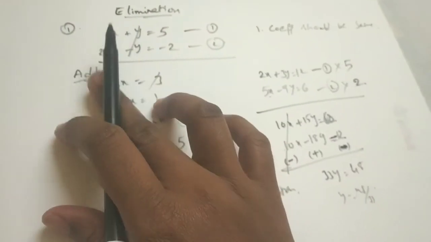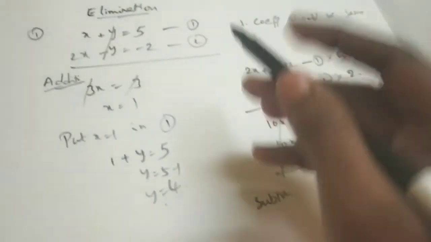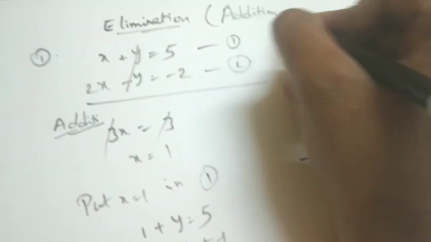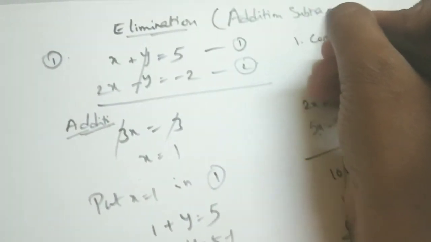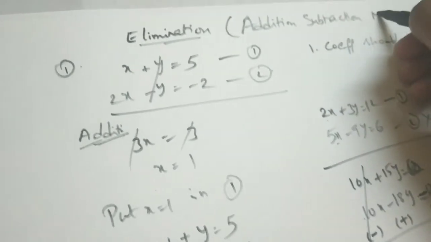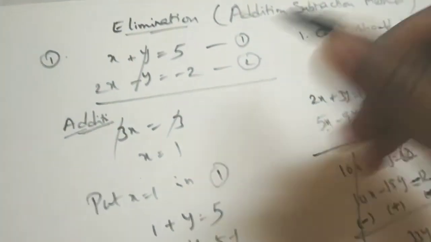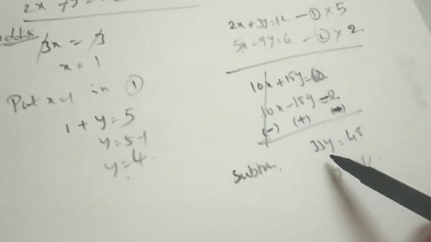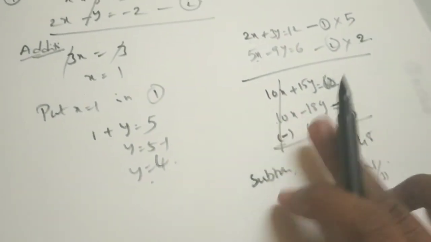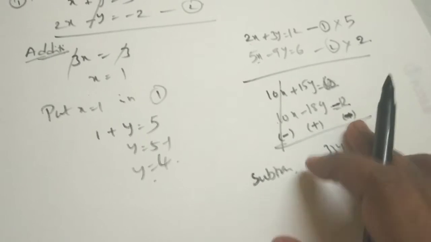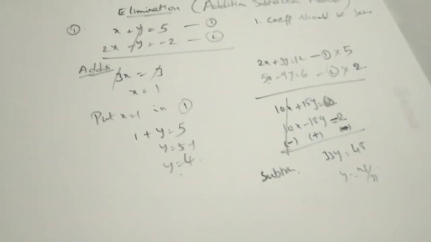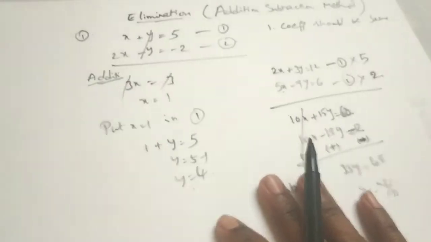Here in the elimination method we can use either addition or subtraction. So this method can be called the addition subtraction method. You can use either the addition operation or the subtraction operation. For subtraction, you compulsorily have to change the signs. Changing signs is the main consideration in the elimination method. Next, the cross multiplication method.